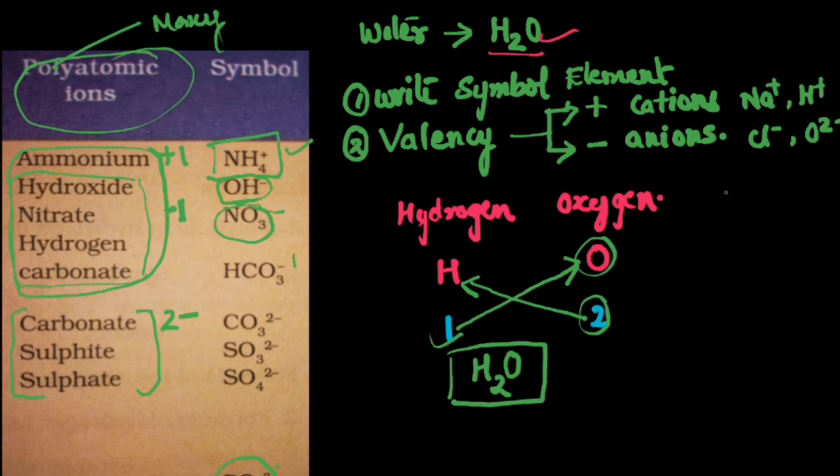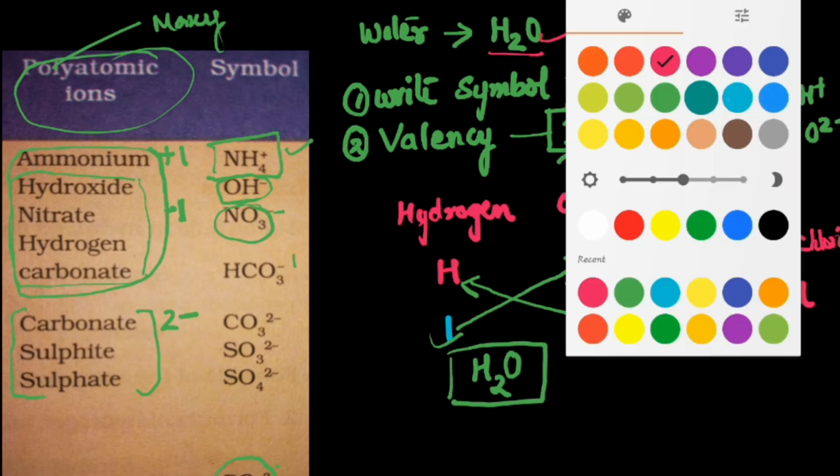Okay, similarly, let's write for the next one, hydrogen chloride. So what are the elements here? The element is hydrogen. Which is the second element? The second element here is chlorine. Okay. What is the symbol for hydrogen? H. The symbol for chlorine is Cl.